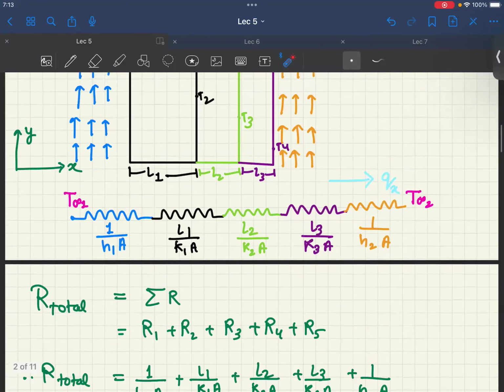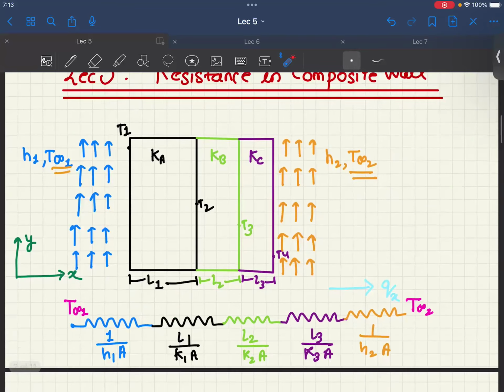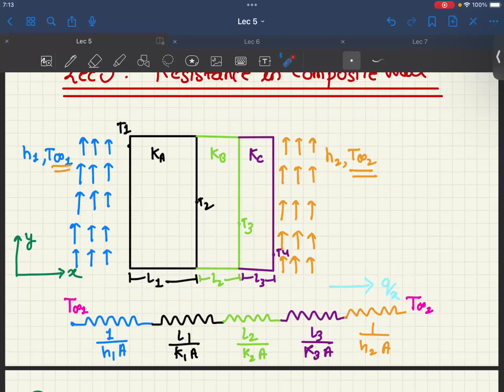Now in reality, the question is to find out the temperature distribution throughout this part. In practical applications, we usually know T infinity 1, which would be the bulk temperature of the hot fluid, and we would also know the ambient temperature of the cold fluid, T infinity 2. And we would also know Ka, Kb, and Kc.